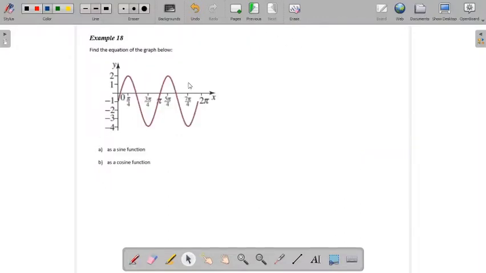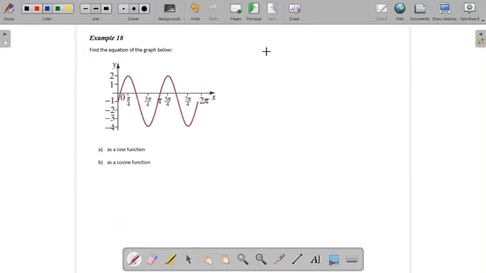All right, so this time we've been given the graph, but we're not actually told a particular form for it, but we are to work out what the function would be if it was a sine function and also if it was a cosine function, because we know that they both have the same shape, but they're just horizontal translations of one another. So that's what we're going to do, and we're going to work out first of all this particular graph as a sine function.